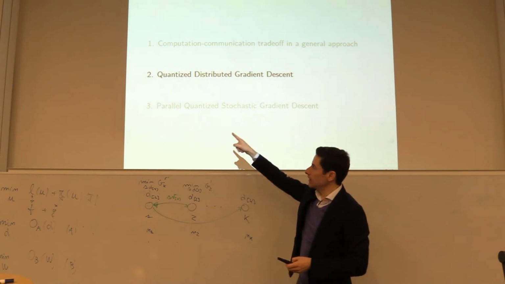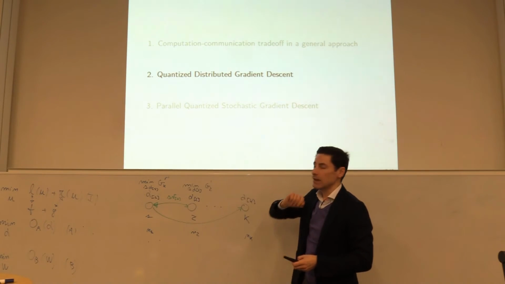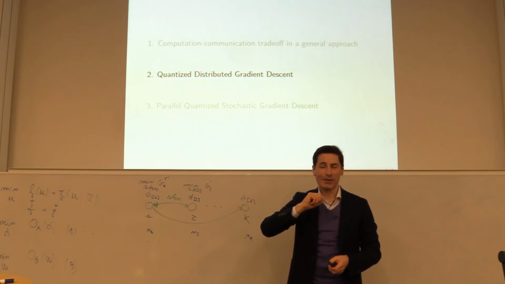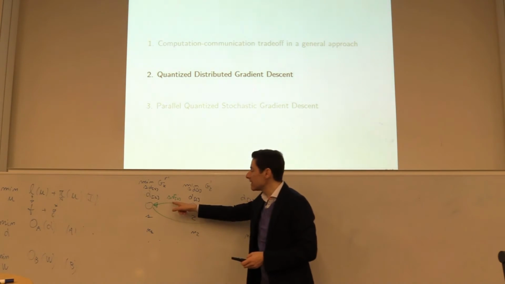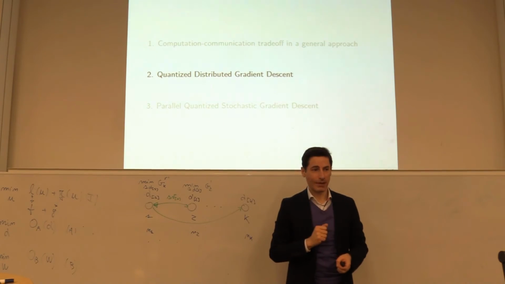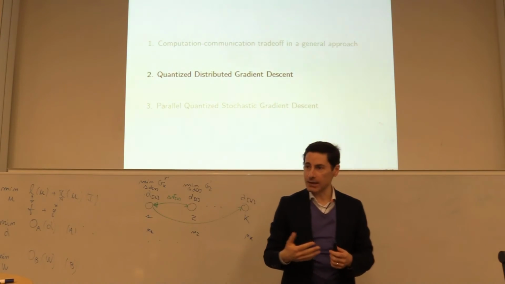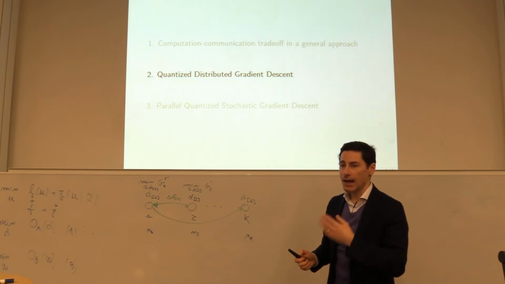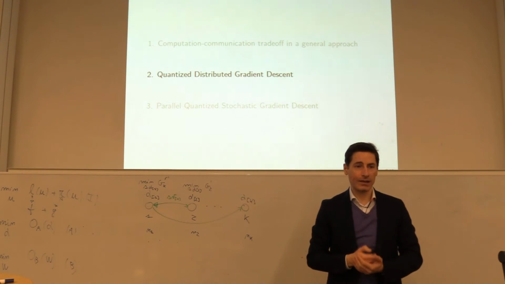Here, in this part two, we are introducing another problem typical of communication, which is the quantization of the information exchange. Instead of sending the perfect variable, we are sometimes doing even heavy quantization.